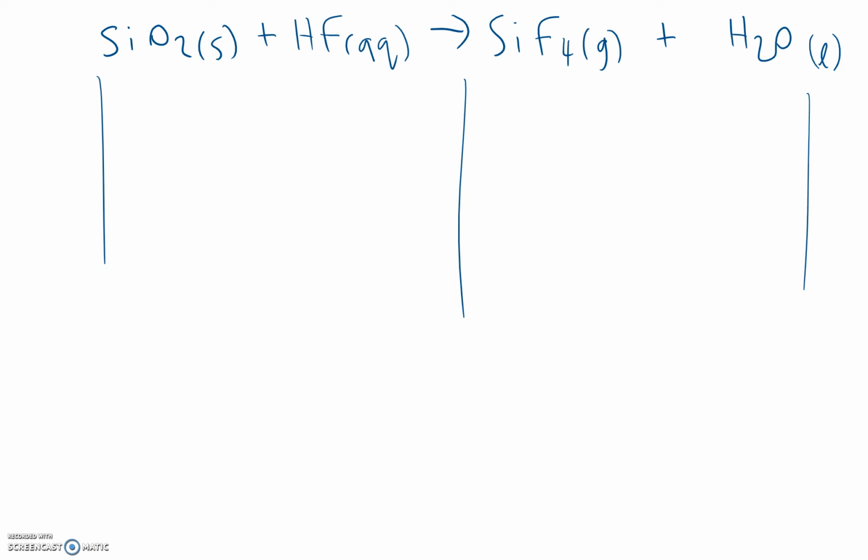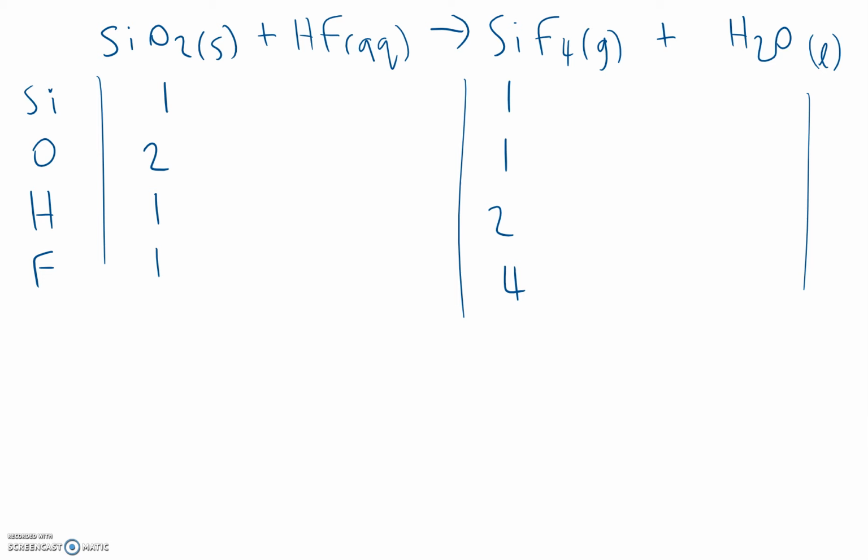make a list on the far left of all of the different elements involved in the equation: silicon, oxygen, hydrogen, and fluorine. And then I write down the number I have of each on the left side and then the right side. So on the left I have 1 silicon, 2 oxygen, 1 hydrogen, and 1 fluorine. And then on the right side I have 1 silicon, 4 fluorine, 2 hydrogen, and 1 oxygen.